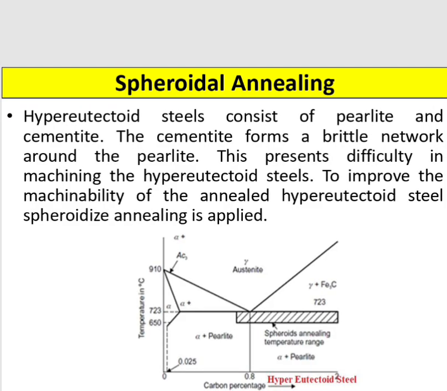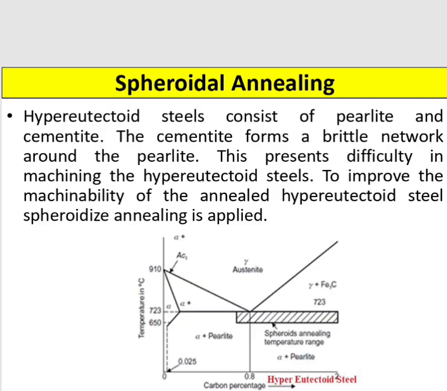The second last type of annealing is spheroidal annealing. This type of annealing is carried out on hypereutectoid steels, which consist of pearlite and cementite structure. The cementite forms a brittle network around the pearlite, so this presents difficulty in machining the hypereutectoid steels. To improve the machinability of annealed hypereutectoid steels, spheroidizing annealing is applied.